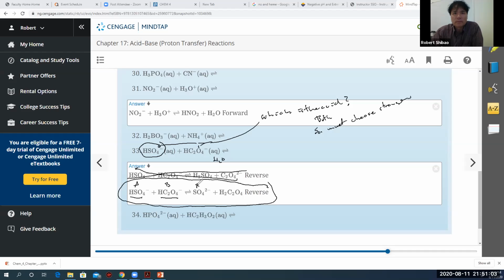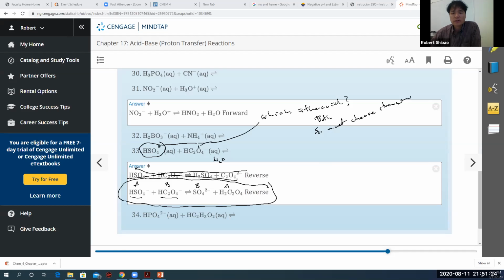And so the conjugate would be sulfate here, and the conjugate here would be oxalic acid. And then we compare the two acids, hydrogen sulfate versus oxalic acid. Now, oxalic acid is right at the border. You know, hydrogen oxalate is also right at the border. They're very close.